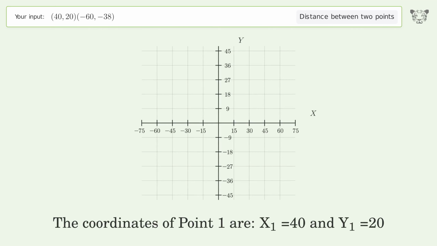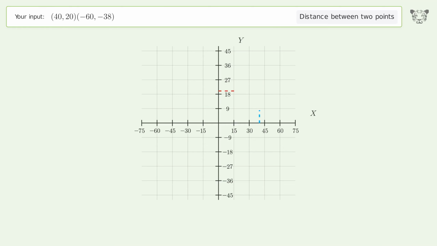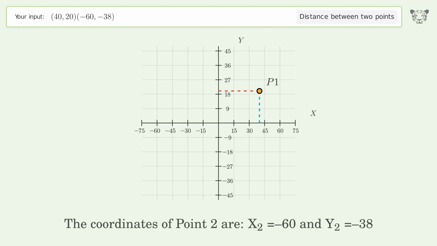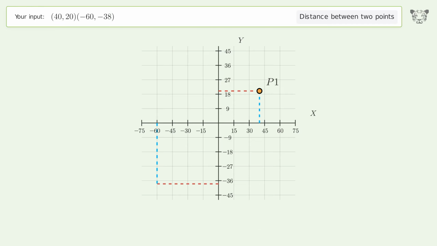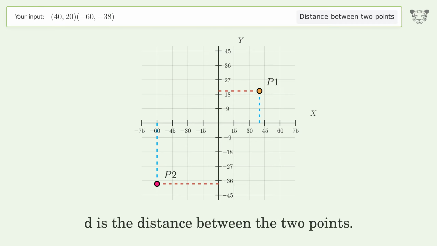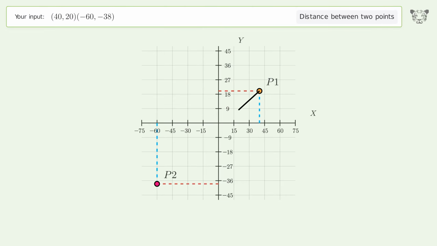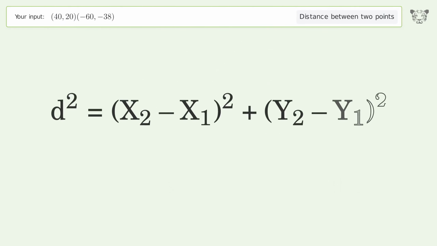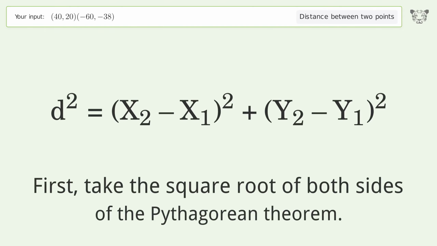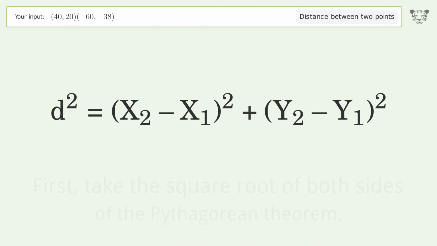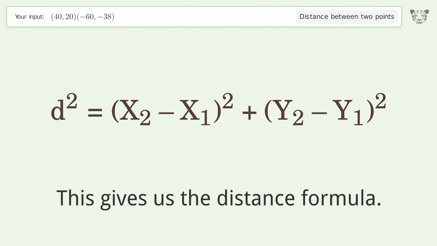The coordinates of point 1 are x1 equals 40 and y1 equals 20. The coordinates of point 2 are x2 equals negative 60 and y2 equals negative 38. D is the distance between the 2 points. First, take the square root of both sides of the Pythagorean theorem. This gives us the distance formula.